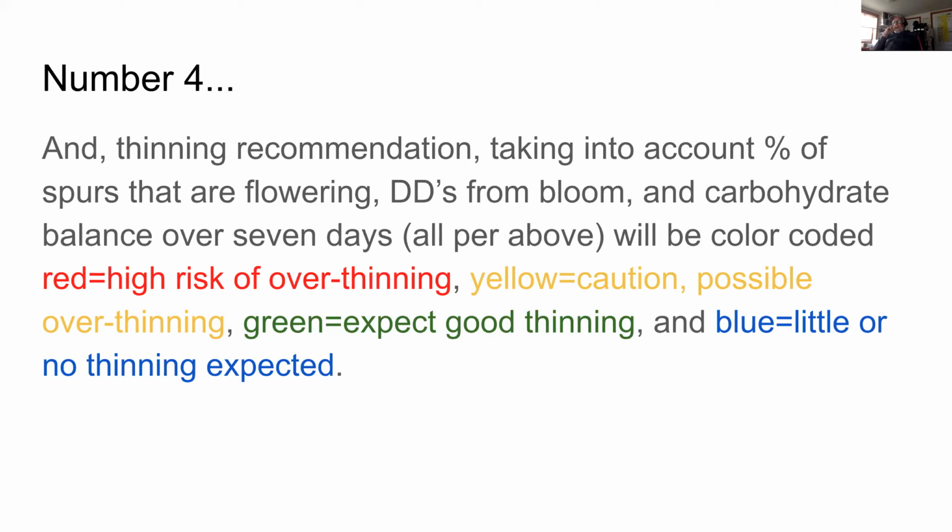So they've added these color codes to the output of the models. Red equals a high risk of overthinning, yellow equals caution, possible overthinning, green expect good thinning, or I think you expect good thinning if you give it a good dose of thinner, and blue equals little thinning expected.